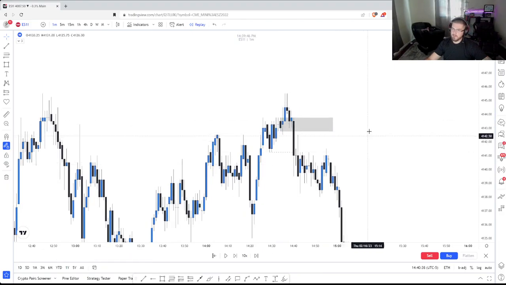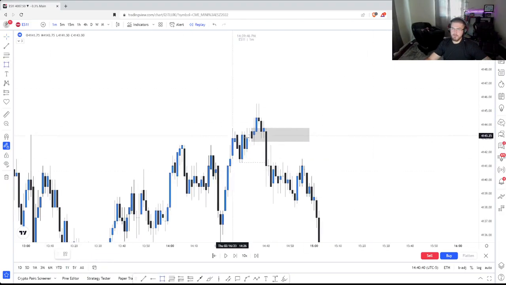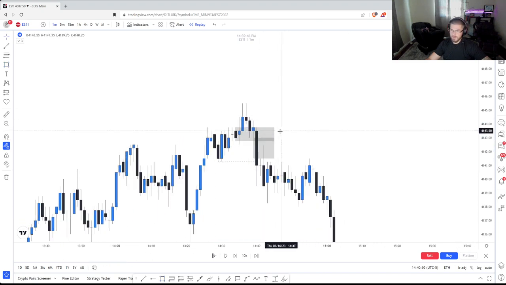Actually, this goes into something else that I did want to get into. The unicorn pattern. We'll talk about Bitcoin, but if you see a breaker with a fair value gap inside of it, I'll still use the fair value gap. That's what ICT calls a unicorn pattern. So a breaker with a fair value gap is what I would use on a lower time frame, but you're really just using the fair value gap. You're just using the breaker as added confluence.